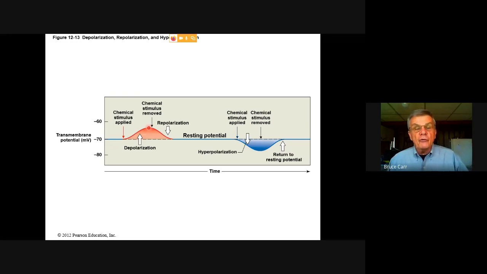Remove the chemical stimulus, and you will see the pumps get busy and reestablish the resting potential. Here we have a different chemical applied, and it will hyperpolarize. It takes it to minus 80 before you relieve it and return it to minus 70 again. These are graded potentials. They're local, they're short-term, and they are of small effect. Also notice they do not reach an action potential trigger.